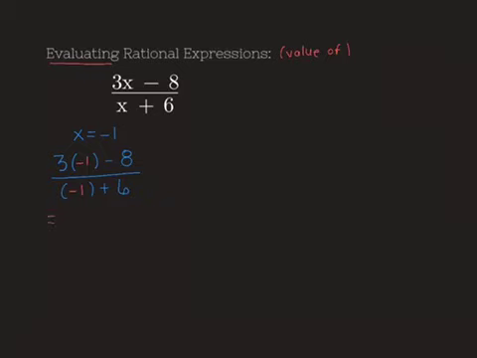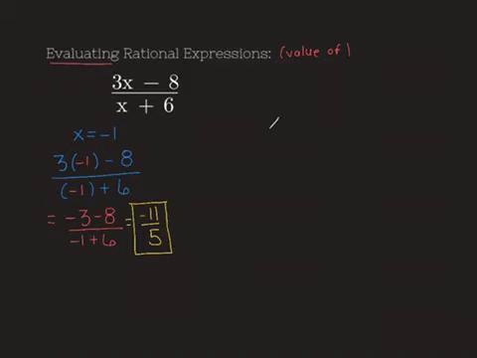So in the numerator, we have 3 times -1, which is -3 minus 8. And then in the denominator, we have -1 plus 6. So -3 minus 8 is -11. -1 plus 6 is 5. So when x is -1, this expression has a value of -11/5. Remember, we can just leave that as a fraction as long as it's reduced. So let's look at one more.